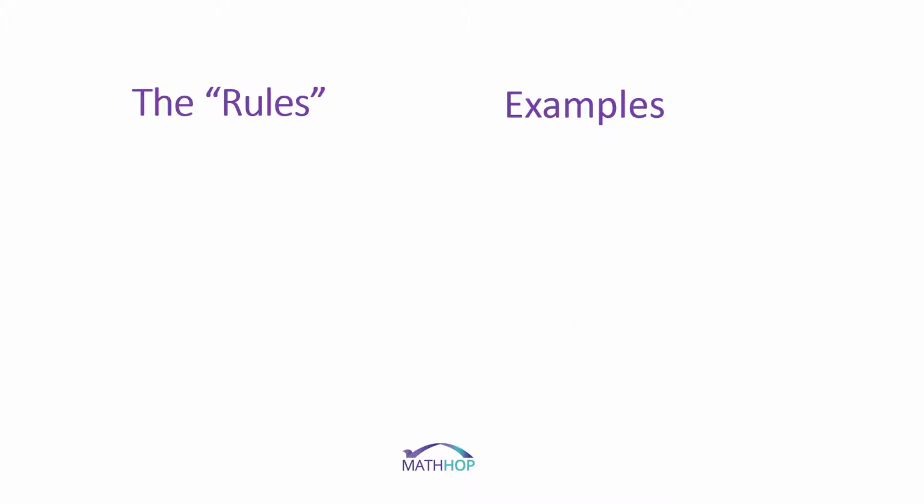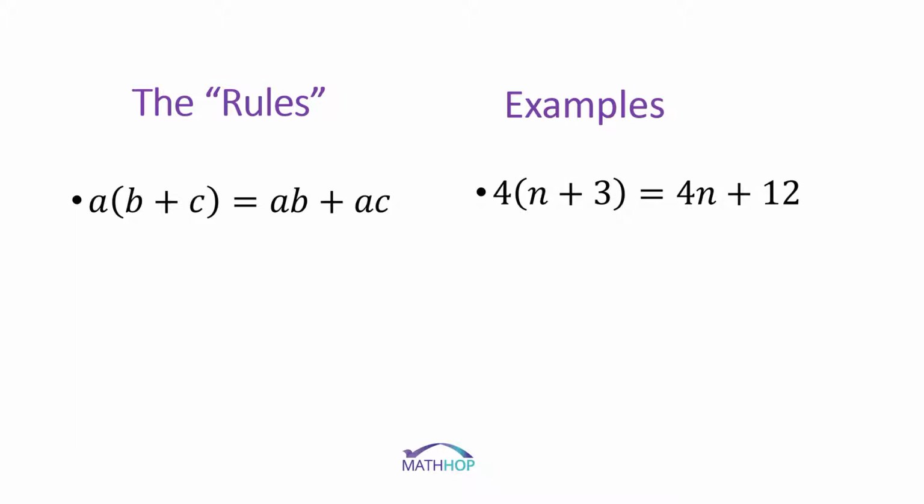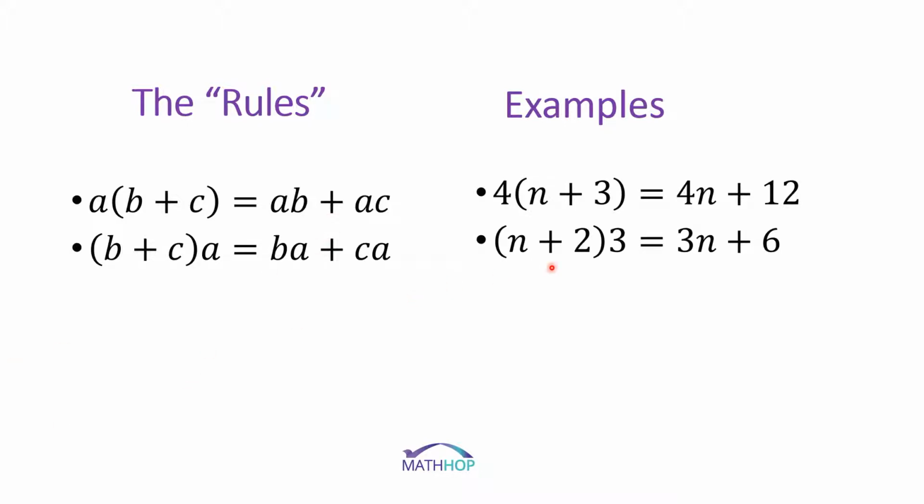So here are the rules. When we distribute a times the quantity b plus c, we are simply doing a times b plus a times c. Pretty easy. We saw lots of examples like that. 4 times the quantity n plus 3 is 4n plus 12. If we throw the a, the thing being distributed, on the right side, it doesn't change at all. I mean, they wrote it differently, right? This now says b times a plus c times a, but we know these are equivalent. And we saw examples of that. The quantity n plus 2 times 3 is still 3n plus 6. 3 times n plus 3 times 2.